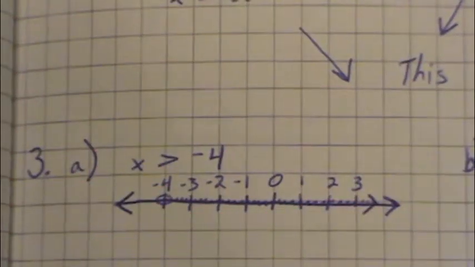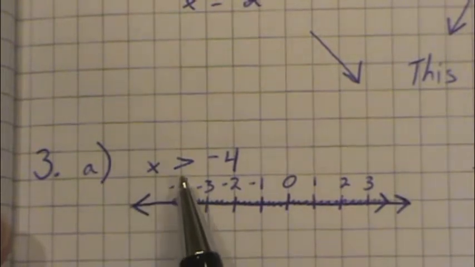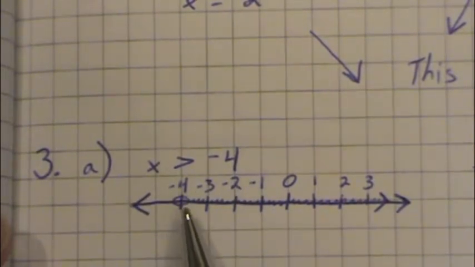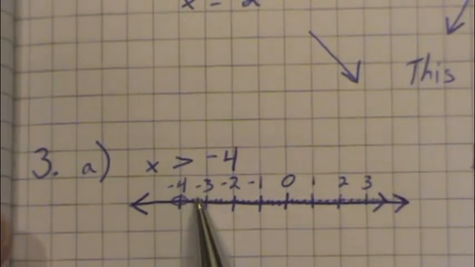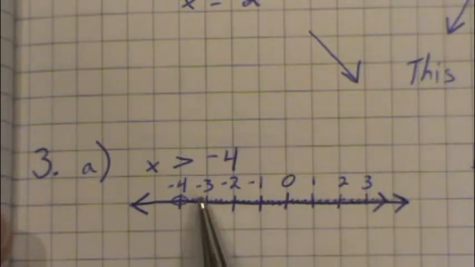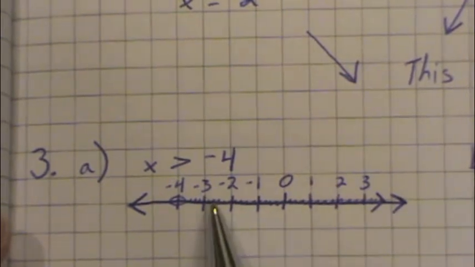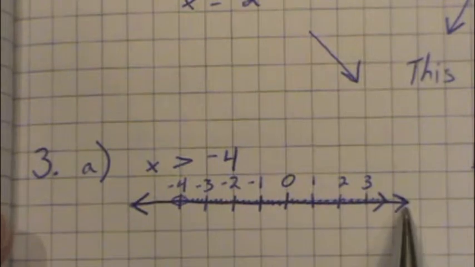So you have to figure out some neat and tidy way to mark these graphs. Letter A, x greater than negative 4. Here's negative 4, and I used an open circle because it's not equal to negative 4. And then you can see I kind of squiggled my line to show which way my arrow is going. You could use a colored pencil here. In some way, make it very clear which way your line is going.